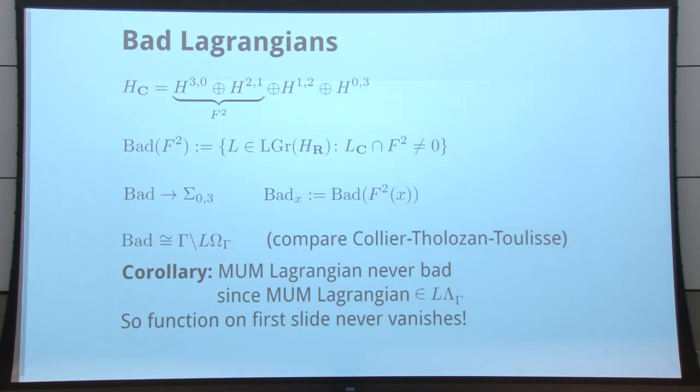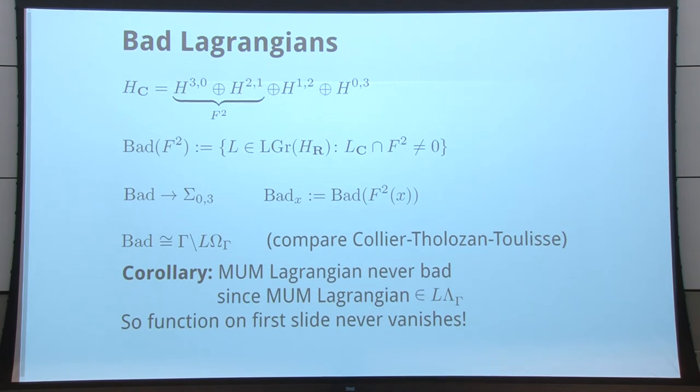The key point is that the maximal unipotent Lagrangian is never bad. This Lagrangian that we had in the beginning, guaranteed essentially by the construction, is never going to be a bad Lagrangian. Why? Because the maximal unipotent Lagrangian is in the limit set, so it's never hit by the bundle of bad Lagrangians. So first of all you have a nice uniformization of this circle bundle over the surface, but you also have a geometric property, namely that you're not hitting certain Lagrangians that you don't want to hit.